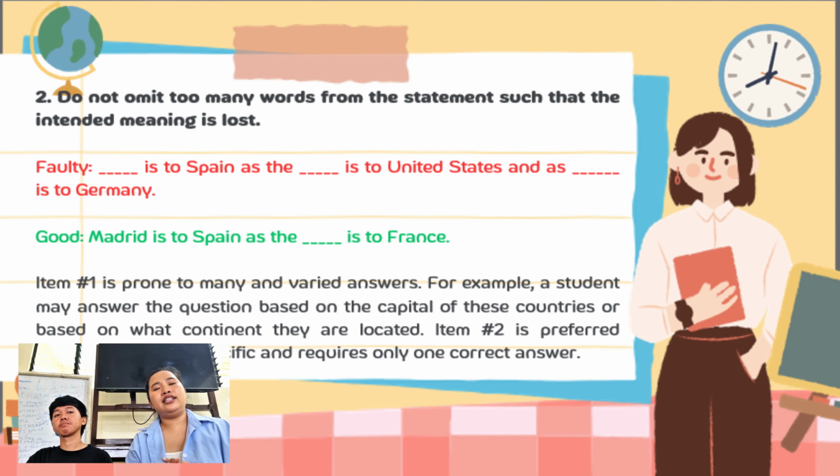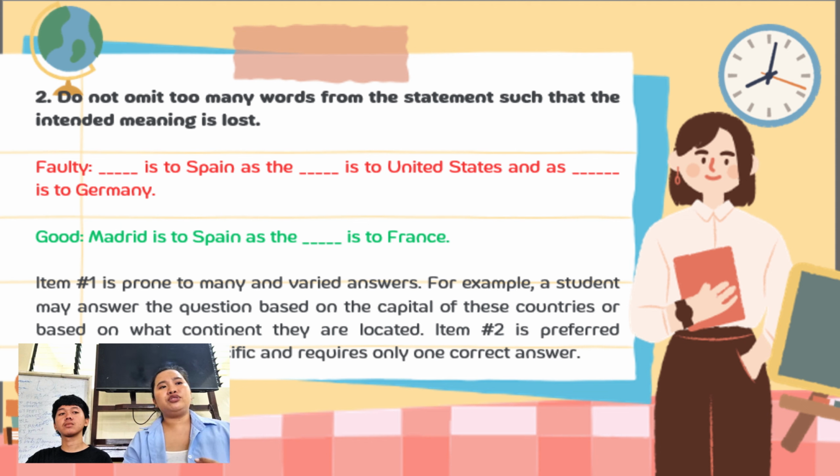Number two is do not omit too many words from the statements such that the intended meaning is lost. So here, for example, the faulty statement, we have blank is to Spain, as the blank is to United States, and as blank is to Germany. So it's kind of confusing to have a lot of blanks, right? So the good example is: Madrid is to Spain as the blank is to France.